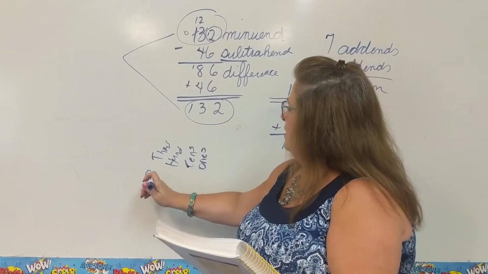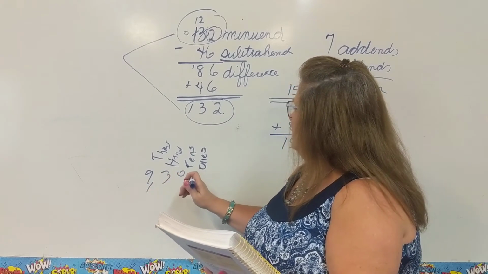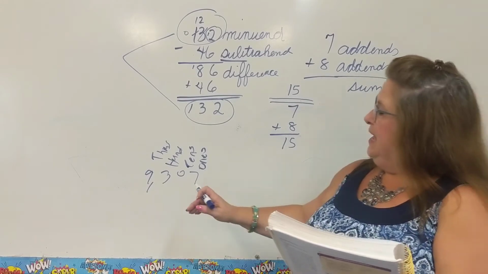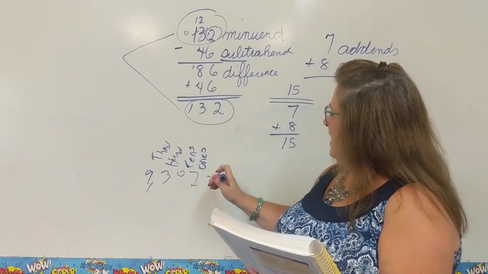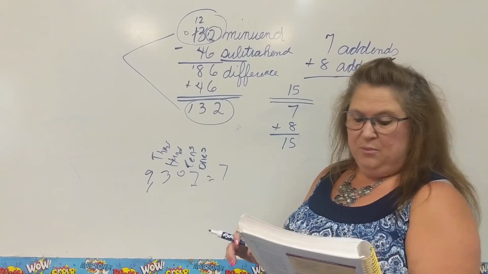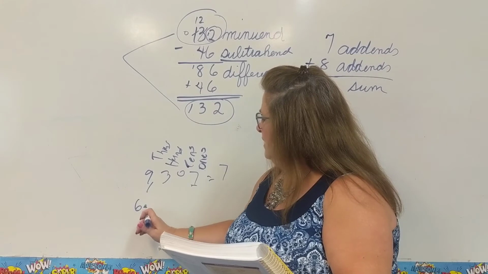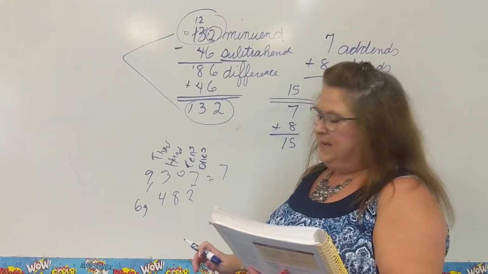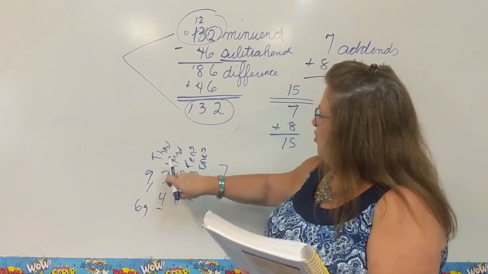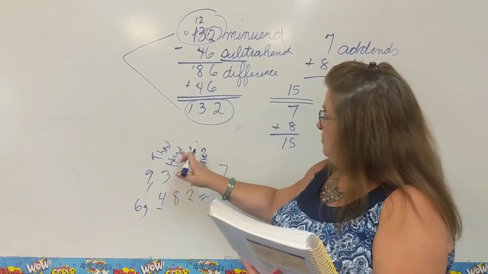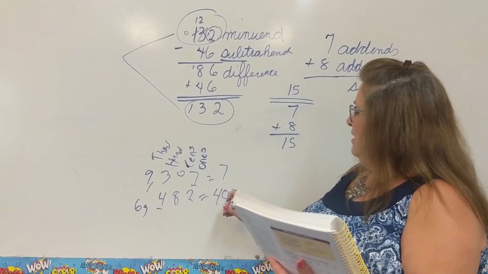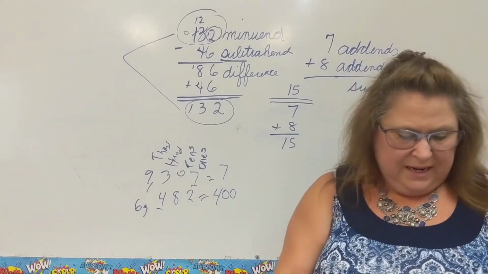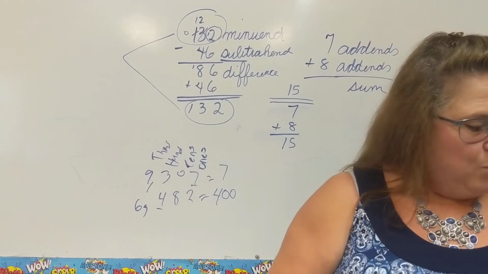So in the number 9,307, I'm looking at 6A on page 4. The 7 is our red digit, so the value of that 7 is 7. Look at letter B. We have 6,482. Our red digit is the 4. What place is the 4 in? It's in the hundreds place. So the value of that 4 is 400. Okay, everybody understand that? So you will be completing pages 3 and 4. Okay?